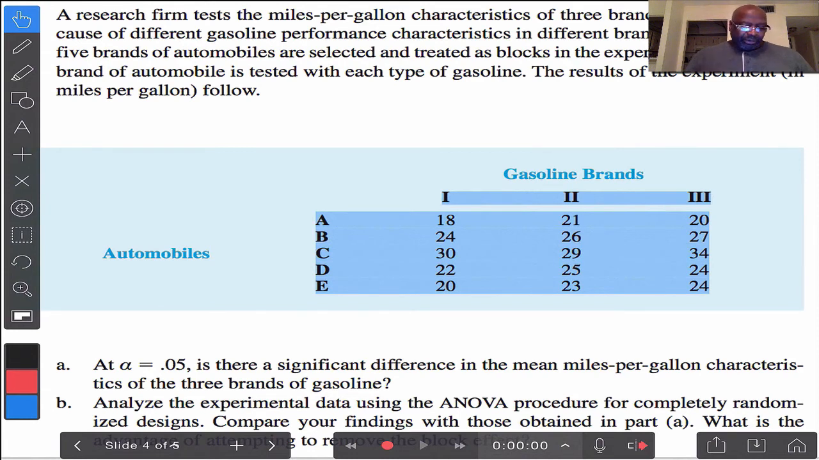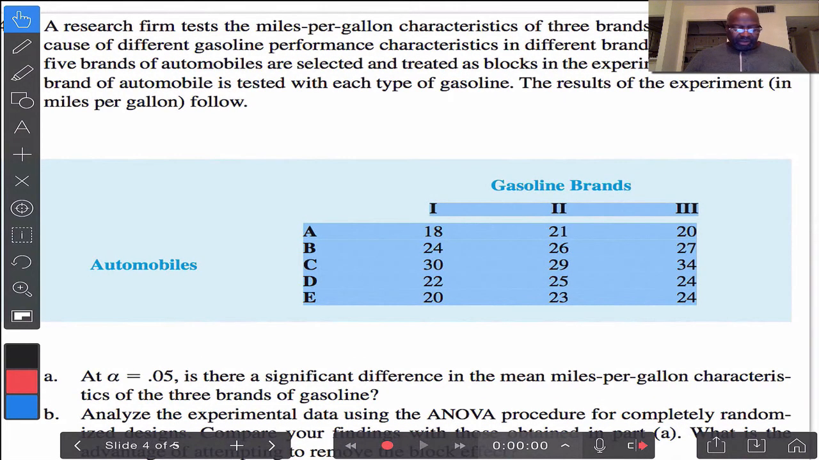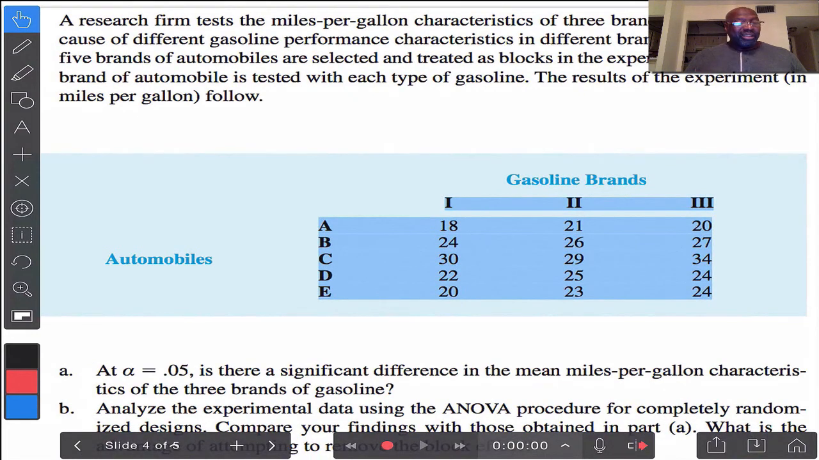Because of different gasoline performance characteristics in different brands of automobiles, 5 brands of automobiles are selected and treated as blocks. Now, they didn't have to tell you that. They're making life too easy. But if you were told that the same 5 cars were used in the repetition of the experiment, then you should know that those are blocks. So if car A is given gasoline type 1, 2, and 3, then that's a block. That's how you'll be able to identify it.